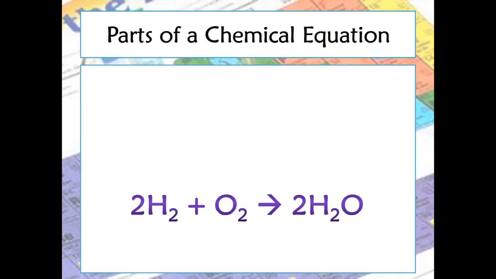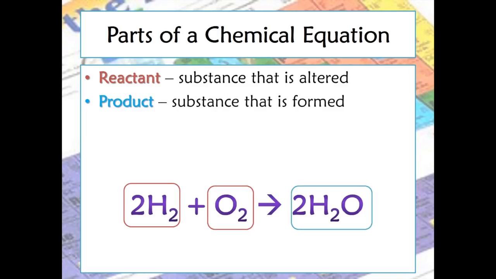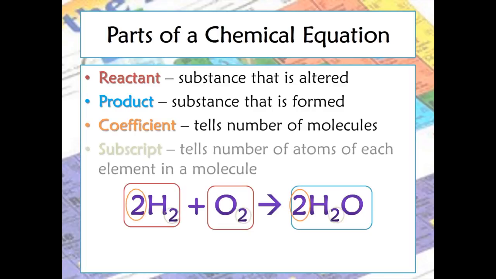Chemical equations help us understand what happens during a chemical reaction. On the left side of the chemical equation, we have the substances that we start with. These are called the reactants, which will undergo a change during the chemical reaction. In this example, we have two reactants, hydrogen and oxygen. These substances react to form a product, in this case water, which is shown on the right side of the equation. This chemical equation tells us that 2H2 combines with 1O2 to form two H2O molecules. The coefficients tell us the number of molecules of each substance, and the subscripts tell us how many atoms of each element are present. If the coefficient or subscript is 1, it is not written out.